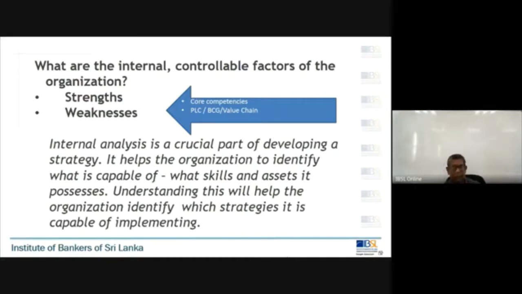What are these fundamental questions? Where is my organization now? Where is my organization going to be? How do we get to that destination? How do we know whether we have reached that destination? Four questions. Strategic planning tries to answer these four questions.